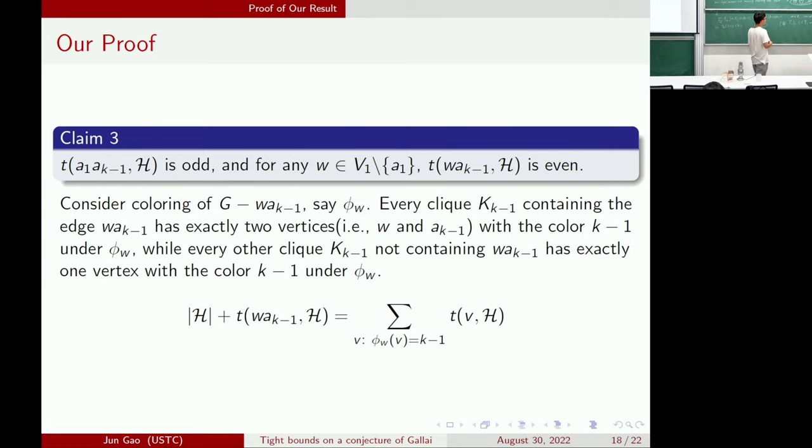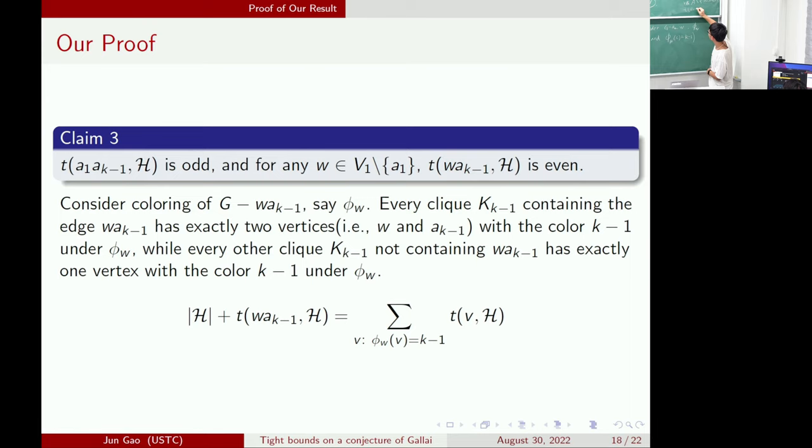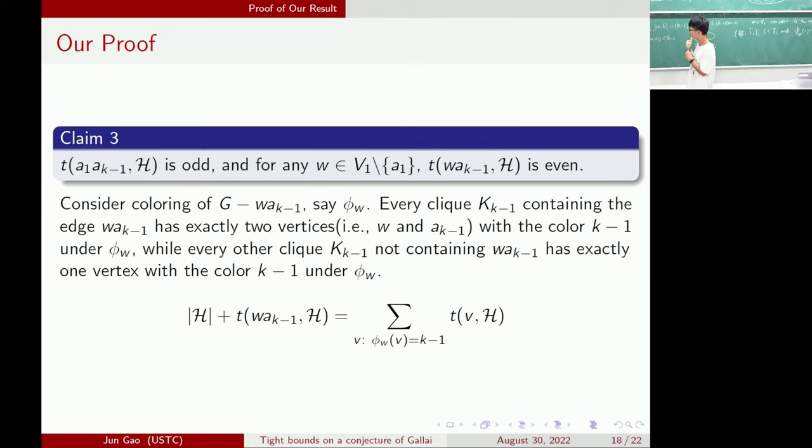When we consider that W is A1, we will show that for any V not equal to A1, it can't be in this set. And we know if it is not in this set, it must have T_V of H even. So I think this part is very important, so maybe I can go slowly.